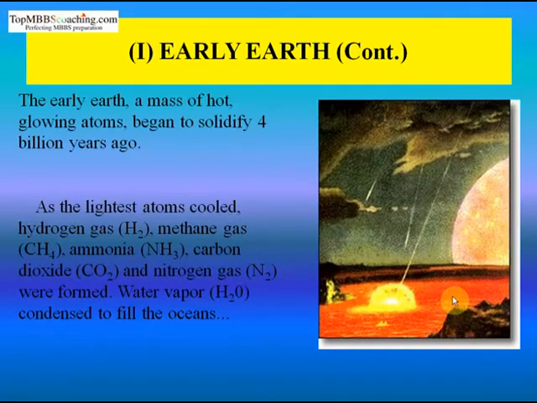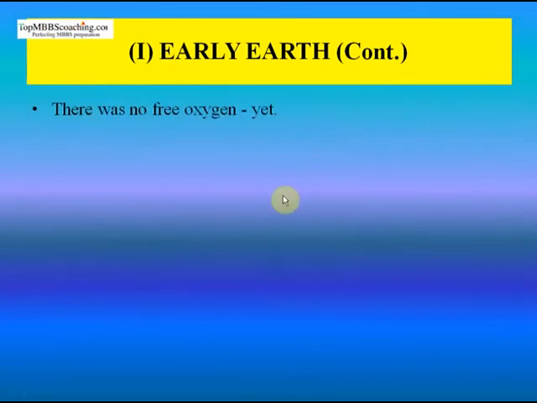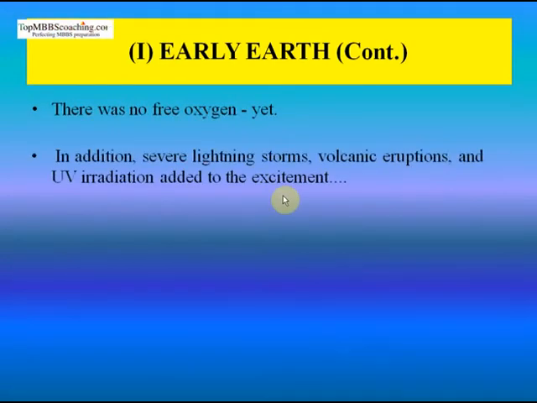From current astronomical research, we know that meteorites can carry ice and other compounds including carbon-based compounds. Researchers believe therefore that early Earth's atmosphere consisted of water vapor, carbon dioxide, carbon monoxide, hydrogen, nitrogen, ammonia and methane. Note, no oxygen was present in early Earth's atmosphere. So, there was no free oxygen yet. In addition, severe lightning storms, volcanic eruptions and ultraviolet irradiation added to the excitement. So, at this point, no evidence of life on Earth.